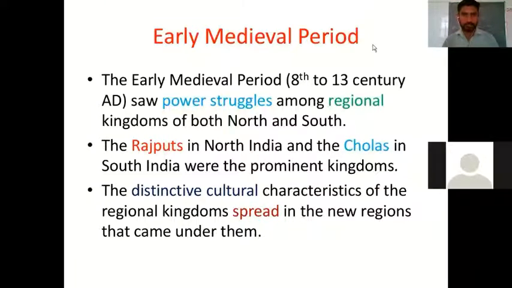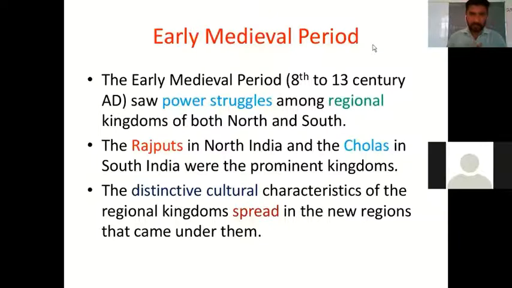Now early medieval period. The early medieval period, 8th to 13th century, saw power struggles among regional kingdoms of both north and south. So what happened in the early medieval period? Here we saw power struggle. Okay, so power means to acquire another's territory by a king. So regional kingdoms were there in both South India and North India, and they used to fight with one another to gain more and more territories, more and more power.